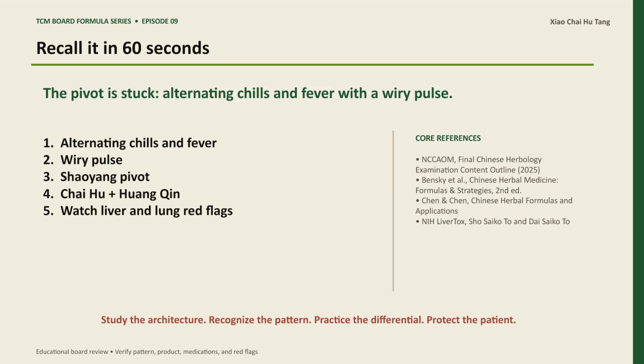Finish with 5 board pearls. Number 1. Alternating chills and fever. Number 2. Wiry pulse. Number 3. Shaoyang pivot. Number 4. Chai Hu and Huang Qin. Number 5. Watch liver and lung red flags. The one-line recall is: the pivot is stuck, alternating chills and fever with a wiry pulse.